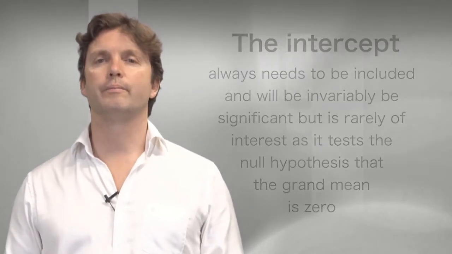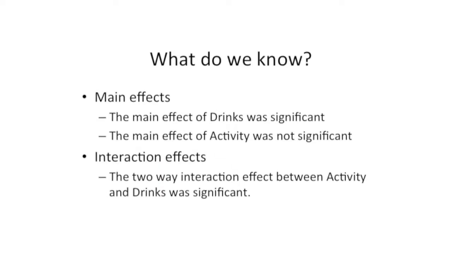So what do we know? If you remember, we're interested in looking at the main effects and the interaction effects. What we've found for the main effects, we found a main effect of drinks. The main effect of alcohol was significant. The main effect of activity was not significant. And in the interaction effect, what we found was the two-way interaction between drinks and activity was significant.